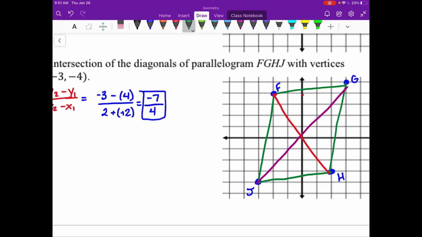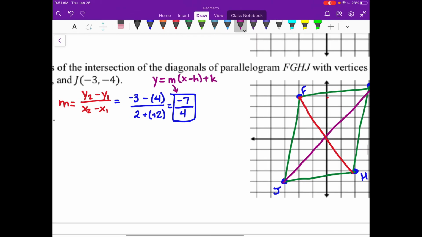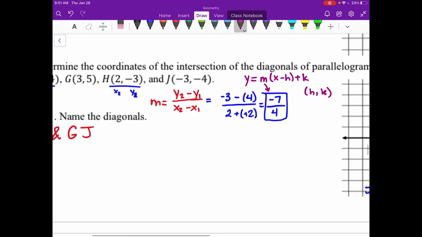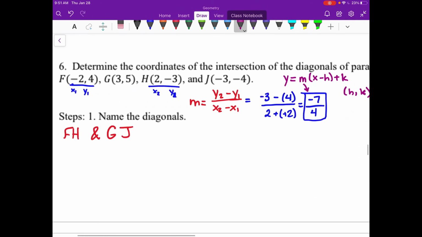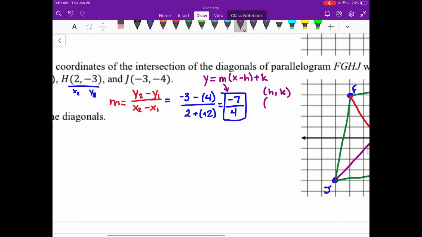I'm going to make the equation of that line, and I'm going to use HK form to do that. HK form, remember, is y equals m, my slope, which is negative 7 over 4, times x minus h, which will be one of my points, and plus k, which will be from another one of my points. So h and k are an x and a y from a point. I'm going to pick a point to plug in for h and k. My h and k will be 2 and negative 3.